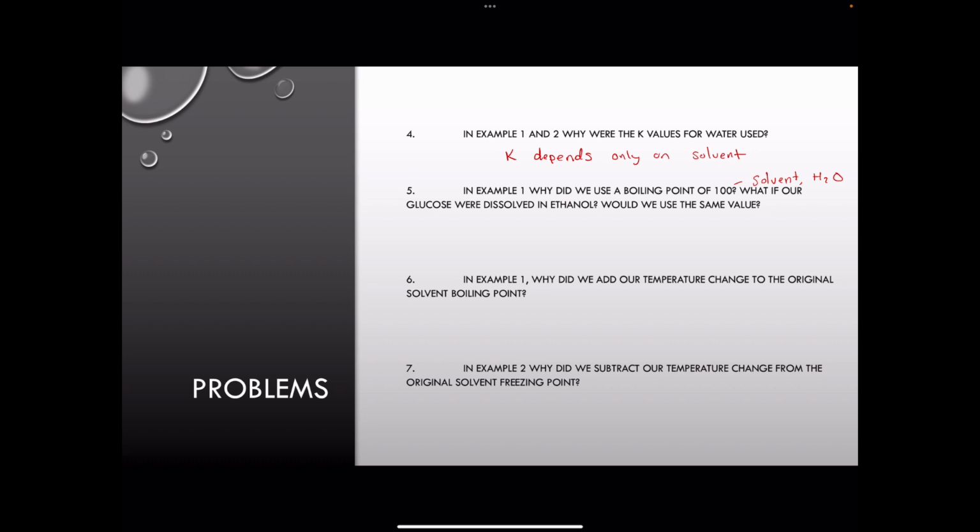Now, if our glucose were dissolved in ethanol instead, which the problem would have told us, would we use the same values? And the answer is going to be no. Again, K depends on the solvent. We used the K values for water when water was the solvent. If we're using a different solvent, we're going to use different values. We would have to use the K values for ethanol.